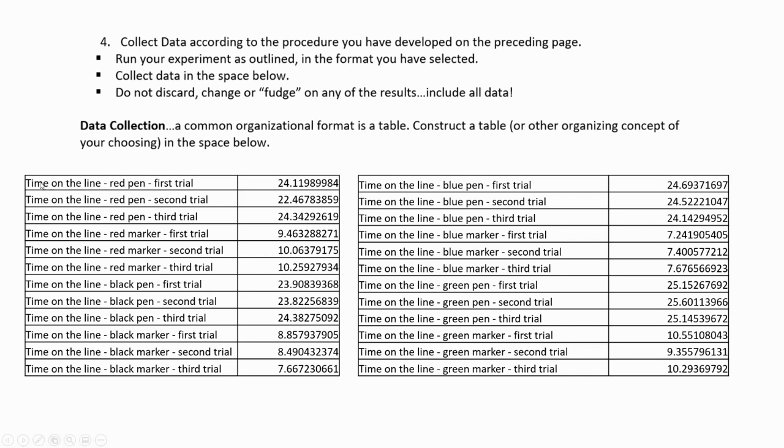And what you have here is you've got the time on the line with the red pen, first, second, and third trial, the red marker, first, second, and third, black pen, first, second, and third, blue pen, blue marker, green pen, green marker. And when you're looking at these numbers, you see that there is a difference, right? It looks like these are all in the 20s, these are all in the 10s, but this is hard to grasp just looking at the numbers, right? And because it's hard to look at numbers and grasp concepts, we turn numbers into charts. We turn numbers into graphs.